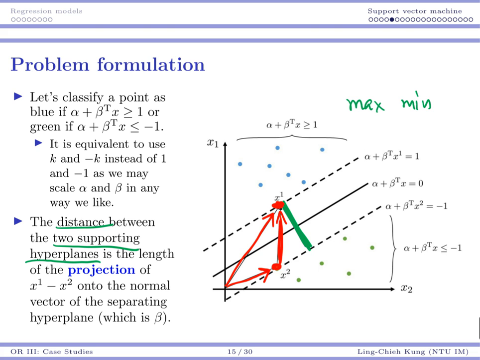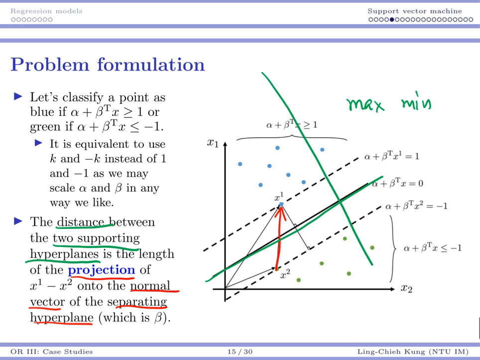So pretty much what we need to do is to do a projection of x1 minus x2. Project that to the normal vector of the separating hyperplane. So the separating hyperplane is this one. The normal vector is some vector that is perpendicular to your separating line. And we all know from high school mathematics, that's beta, okay?